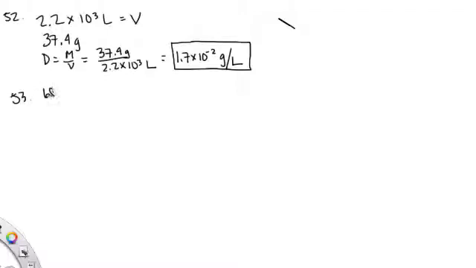In number 53, we have a 68-gram bar of gold. And it's cut into 3 equal pieces. So basically we're dividing this into 3 pieces. And the question is saying, how does the density of each piece compare to the density of the original gold bar?